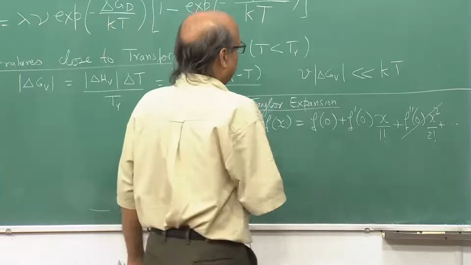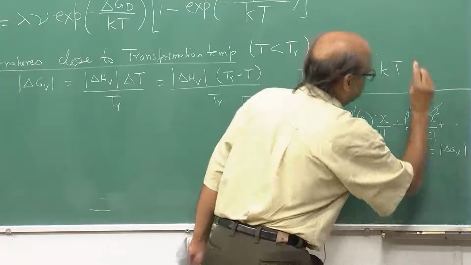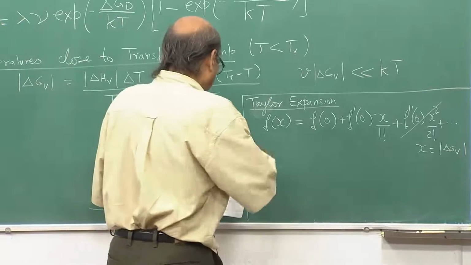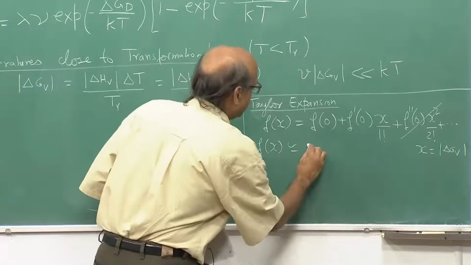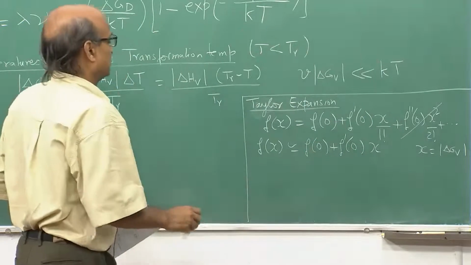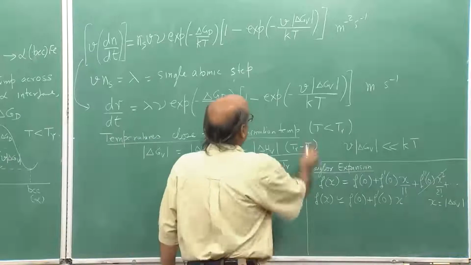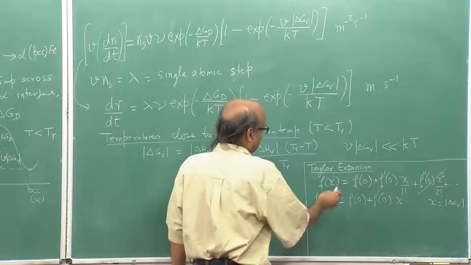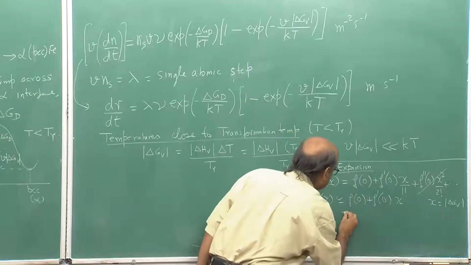So here x actually is nothing but delta GV. So, using only the first two terms, the approximation is f(0) plus f prime(0) times x. Now what is f(0)? Well, the function is exponential minus v delta GV upon kT. So putting x as 0, this is essentially 1. So this is equal to 1.